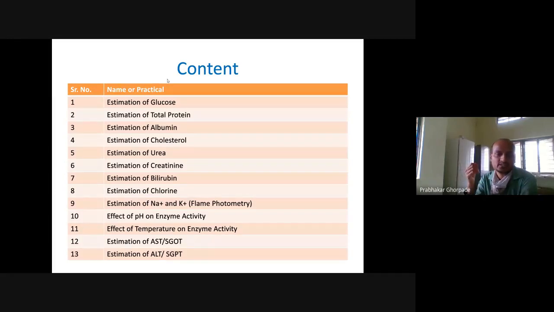Then we are going to discuss the effect of pH on the enzyme activity. Next, effect of temperature on enzyme activity, and then estimation of the AST or SGOT. Then estimation of ALT or SGPT. So these tests we are going to discuss. I will try to go slower, but overall we have 13 tests, and in this lecture we are interested to explain the principle of the test. Rather than the actual test, mostly we will be focusing on the principle. So what is the principle of each test, that we are going to explain, right?